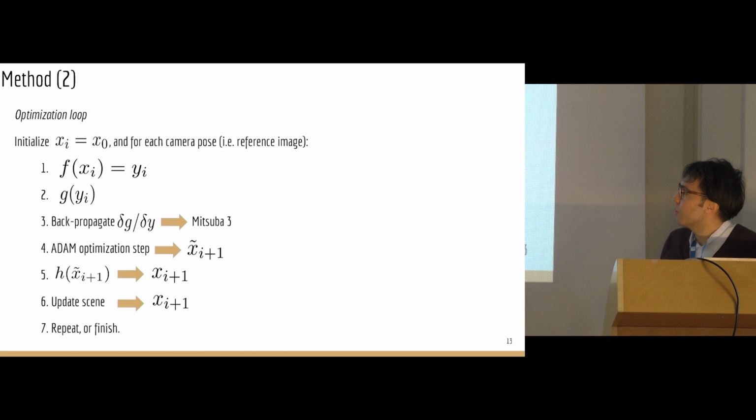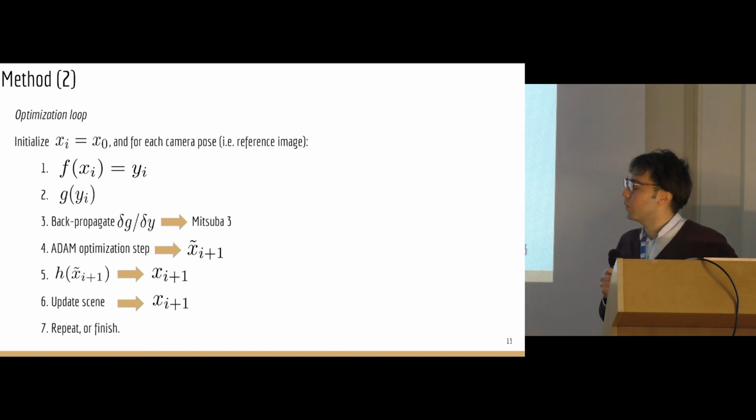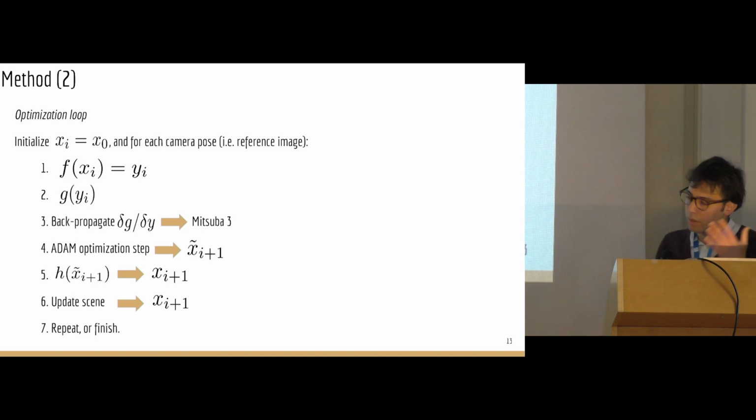With that, let me continue with the optimization loop. So we initialize the selected material parameters with an Adam optimizer. And for each camera pose, for each provided reference image, we take a differentiable rendering step, and we evaluate the objective function. Then we backpropagate the gradients using Mitsuba 3. Then we take another optimization step.